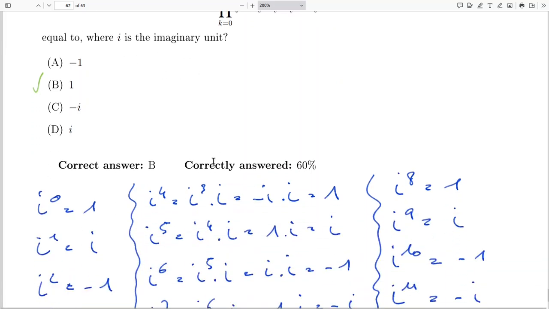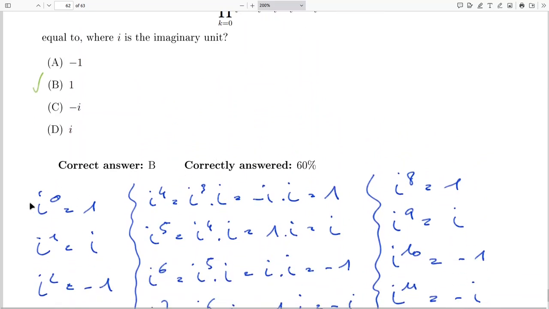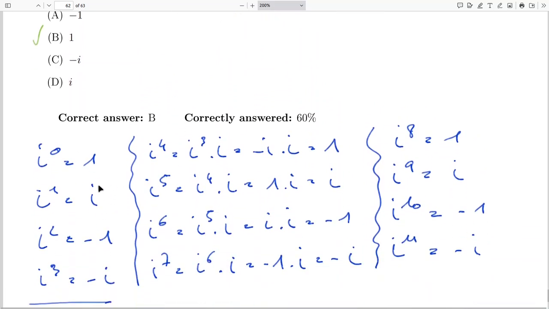So if you write the first 4 down, you can see i to the 0 is obviously 1. i to the first is i. i to the second is -1. i to the third is -1 times i, so minus i. i to the fourth is i to the third times i, so minus i times i is -1 times -1, so it's 1 again. And you see that's the same as i to the 0.